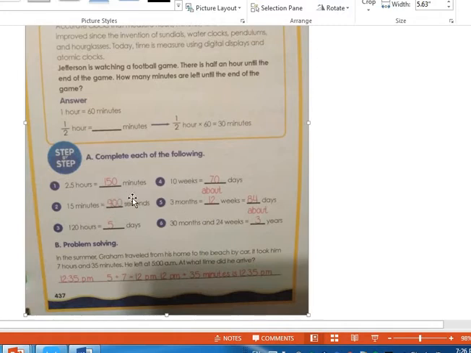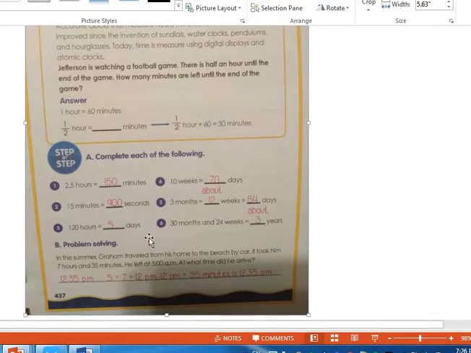Here number 2, 15 minutes. How many seconds? Minutes to seconds, greater unit to a smaller unit. So I multiply by 60. It will give you 900.